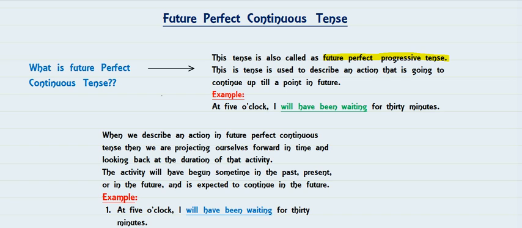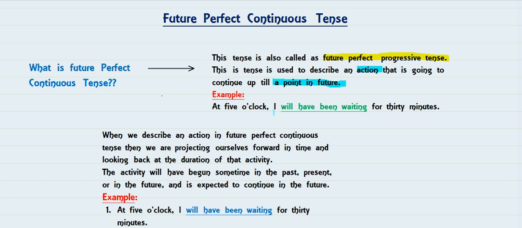Moving further, what is future perfect continuous? This is a tense which is used to describe an action that is going to continue up till a point in future. Whenever we are talking about an activity or an action that is going to happen in future and it is also going to continue up till a certain point in future time, wherein we are telling a particular point that up till this time this activity is going to happen in future, that is the perfect continuous tense.